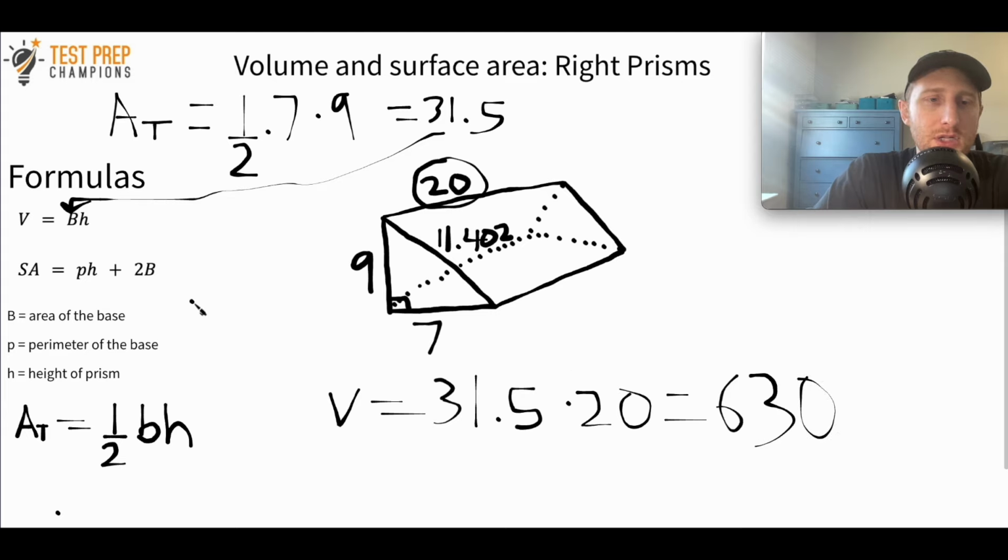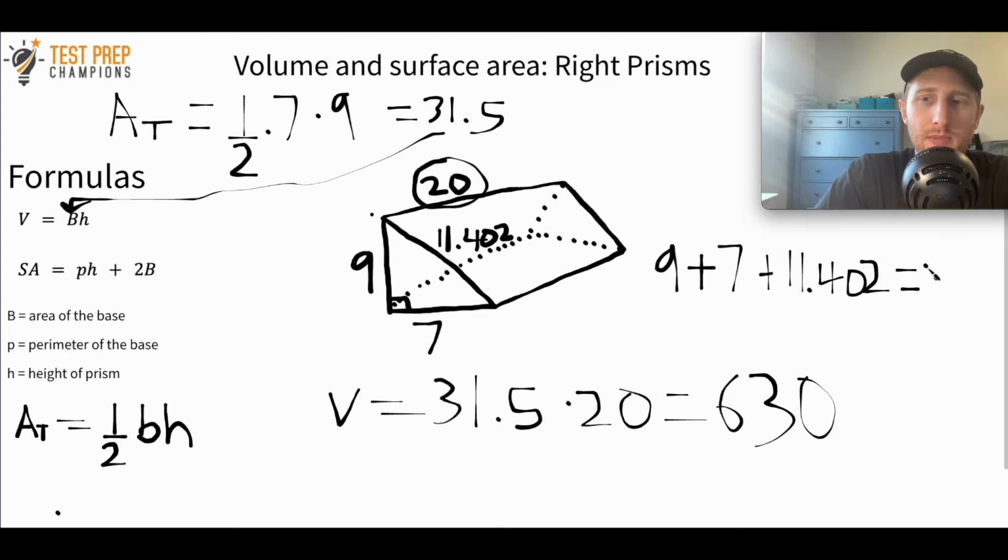Now let's do the calculation for the surface area. So for surface area, we want to do the perimeter of the base. So what is the perimeter of the base here? Well, to get that, we want to again look at our base, which is the triangle, and we want to add up all of the sides. So I'm going to do 9 plus 7 plus 11.402. And I know that's kind of an odd number, but this is the example that I came up with here. And I know the numbers are kind of odd, but if we add this up, we see that the perimeter is 27.402. So that's our perimeter.